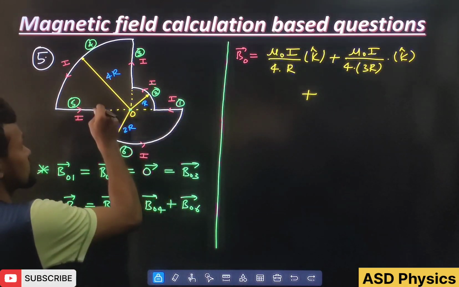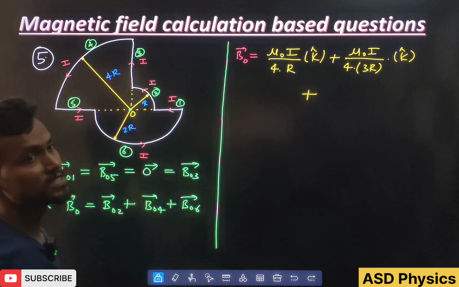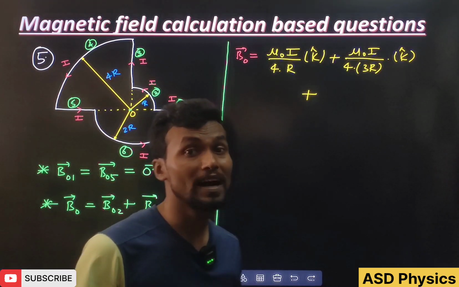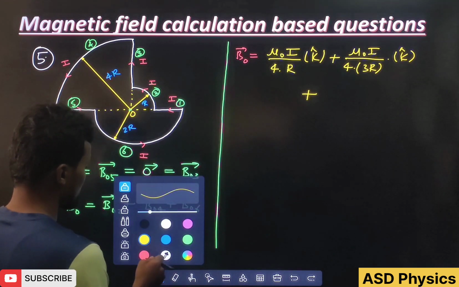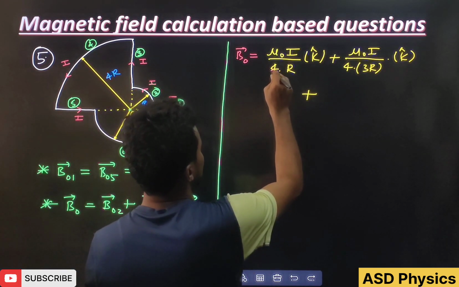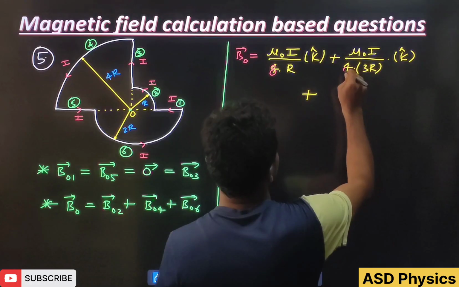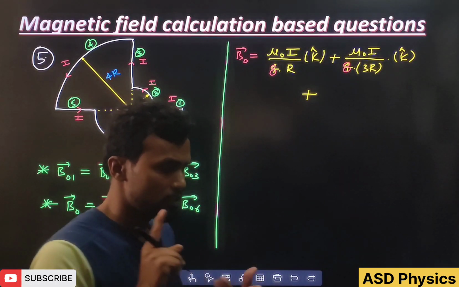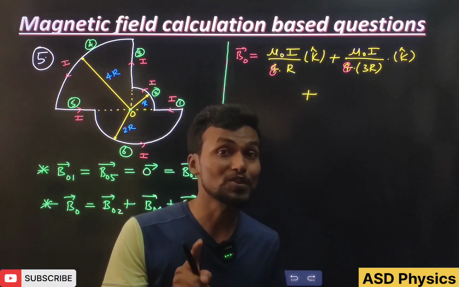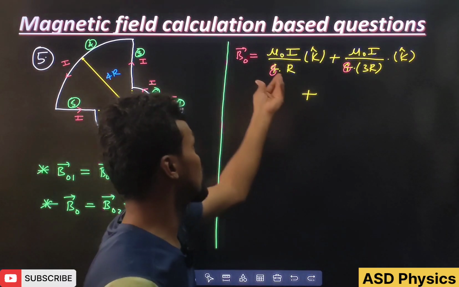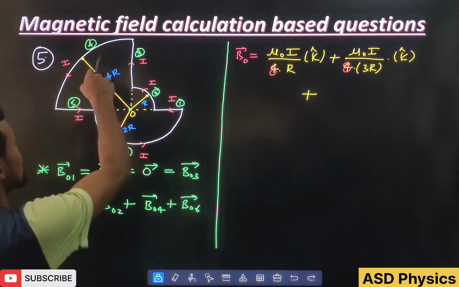Now after that, what is given here? See, this semicircle is this. Due to semicircle, what is the magnetic field? Mu naught I by 4R. Mistake happened. Quarter means 8. Circular coil mu naught I by 2R, semicircular coil mu naught I by 4R, quarter coil mu naught I by 8R. So here also 8, here also 8, because quarters were there.